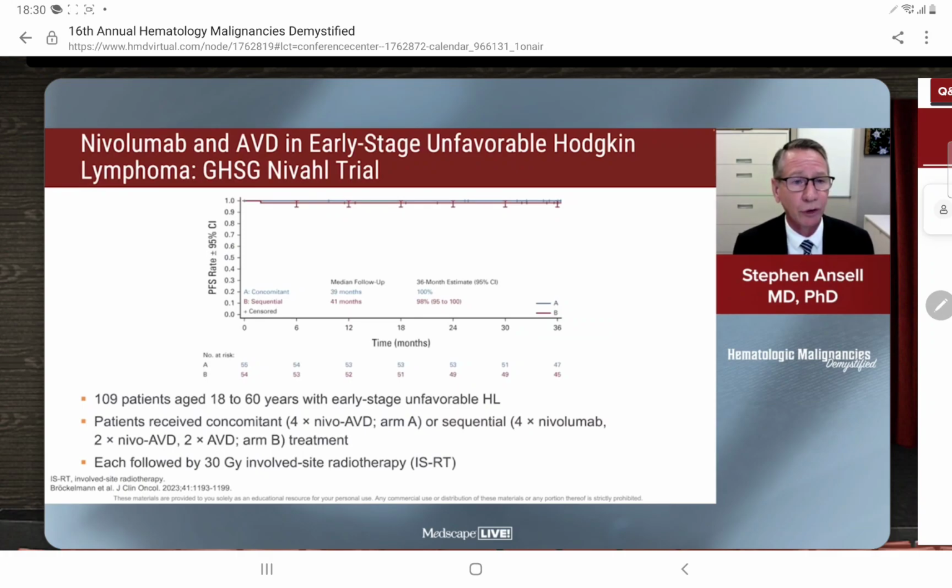This is the study from the German Hodgkin Lymphoma Study Group. In this trial, there was a utilization of nivolumab either in a sequential or in a concomitant approach. This was specifically in patients with limited stage disease but unfavorable characteristics. And you can see that, while patients did receive consolidation radiation therapy, the results were actually outstanding. If one looks at the longer term outcome, most patients had an excellent response to treatment, and this was then maintained.